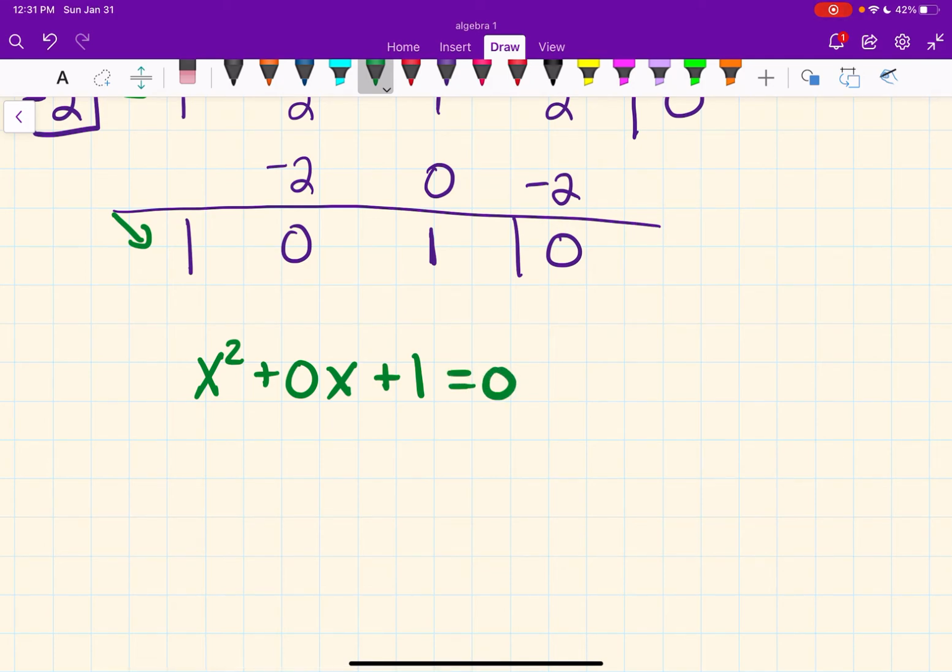Now that we're down to x squared, we have our 3 choices. We can factor and solve. We can complete the square.